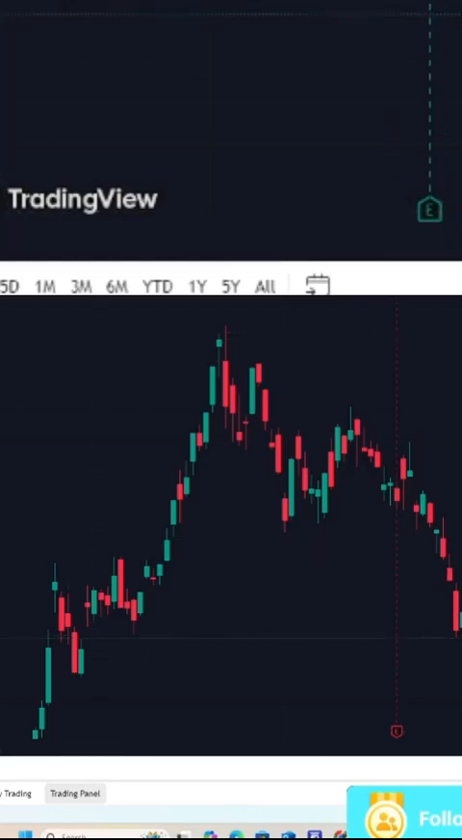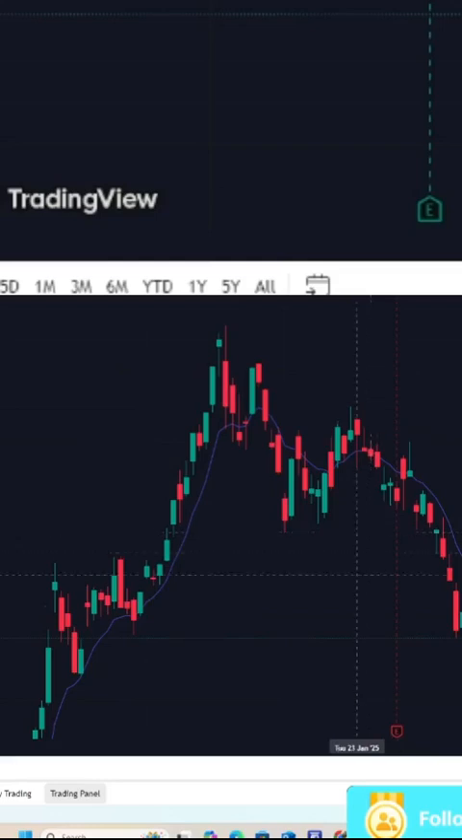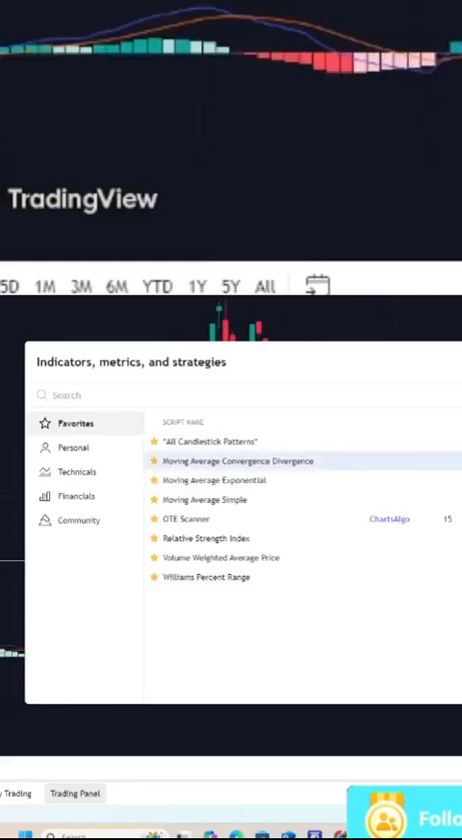I'll just add it again. You go to indicators. You go there again to indicators. I'm gonna add the 9 moving average first, which is the blue line. It's added to your chart. You see how it works? Now we're gonna add the MACD. Go to indicators. I'm just teaching you because it's for beginners. So how you do it? You add the MACD, which is the moving average convergence divergence. You add it there, and it's plotted on your chart.